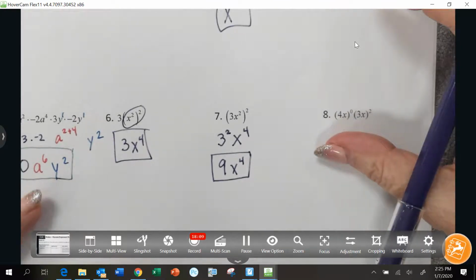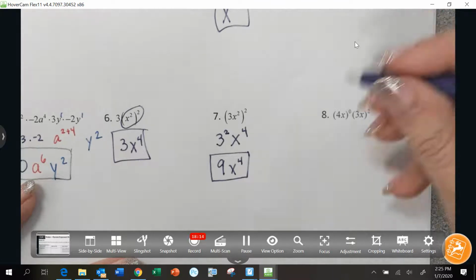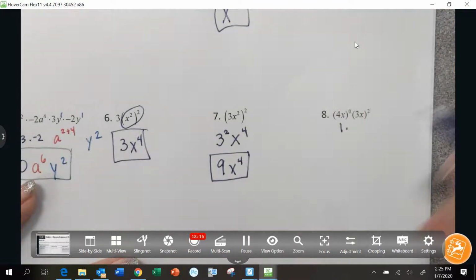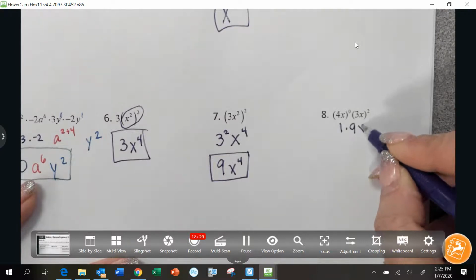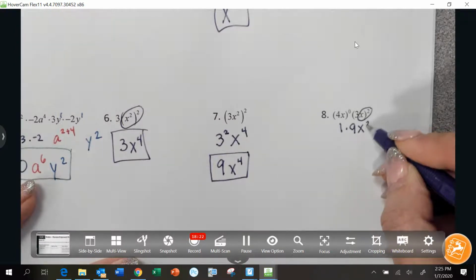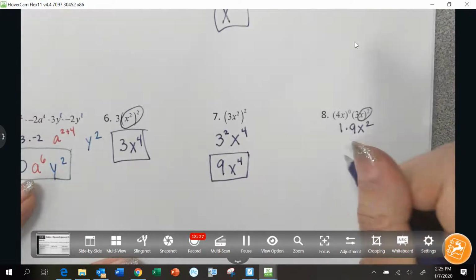Okay. The next one, what is 4x to the 0? 1. Okay, so that's 1 times, and 3x squared is 9x to the 2nd. So it's 9x to the 2nd.